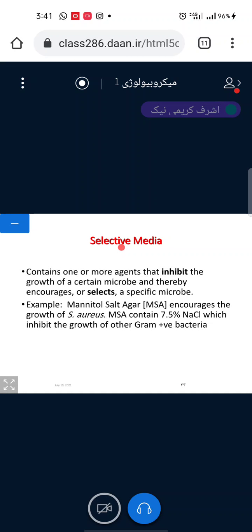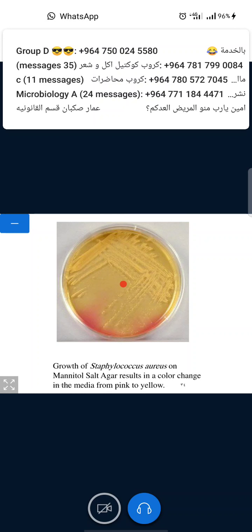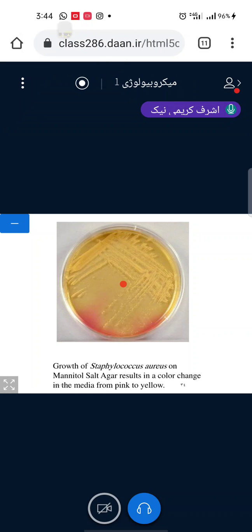Selective media. For example, when Staphylococcus aureus grows in this media, this bacteria can ferment mannitol and produce acid, and then phenol red converts from red to yellow, and yellow colonies appear. The color changes from pink or red to yellow because of mannitol fermentation in this media.